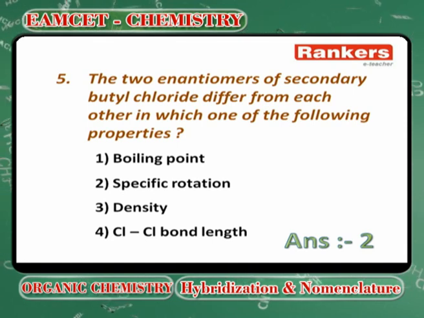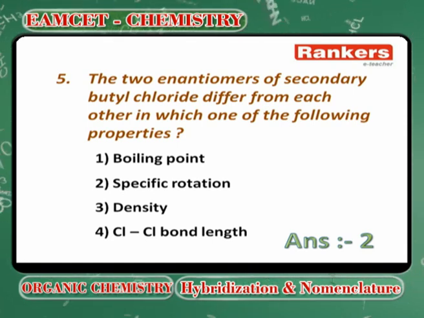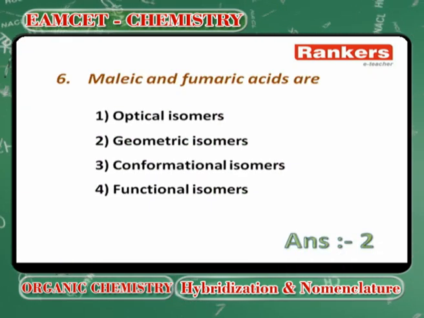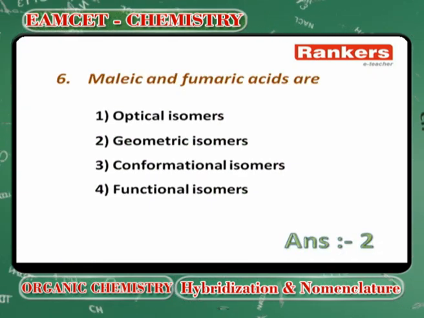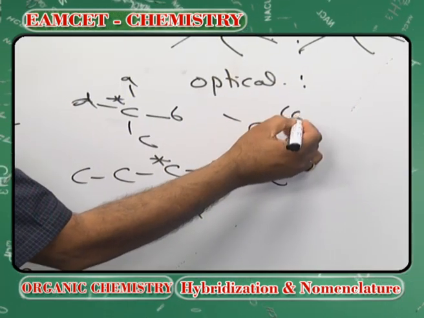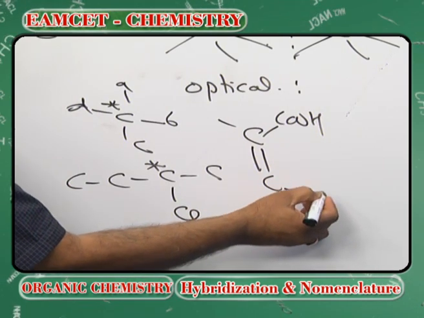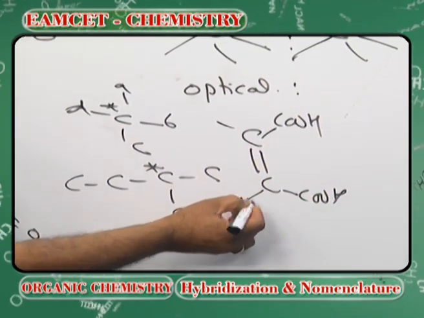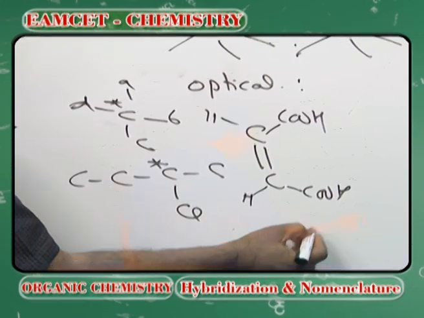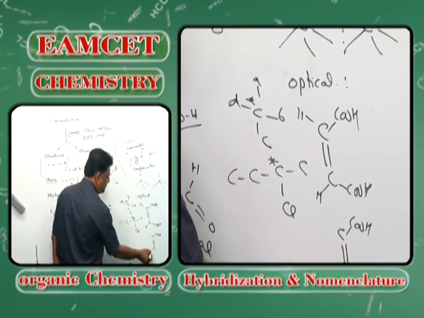Density, see, they are isometric, all bonds will be at the same level. Next, maleic and fumaric acids. Maleic acid means there is a double bond with 2 carboxylic acids on the same side. This is the common name. The other one is fumaric acid, with the 2 carboxylic acids on the opposite side.